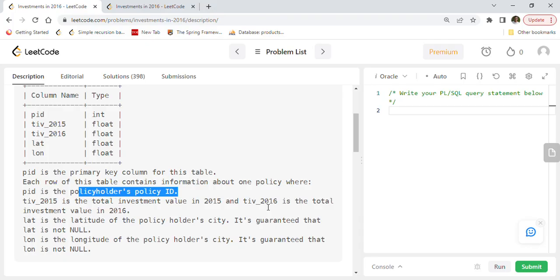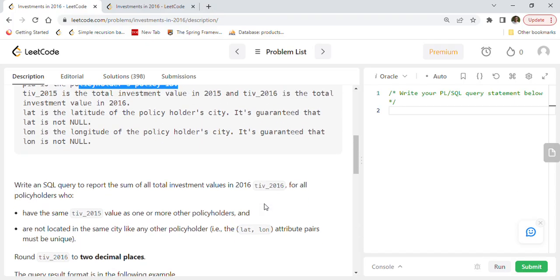LAT is the latitude of the policyholder city. It's guaranteed that LAT is not null. And LON is the longitude of the policyholder city. It's guaranteed that LON is also not null. So it's policy related information.